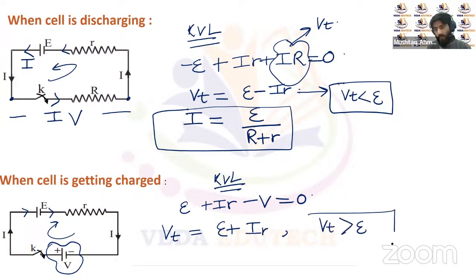So when the battery is charging and when the battery is discharging, there are two cases. Case number one is that when the battery is discharging, the EMF of a battery is greater than the terminal voltage. When the cell is getting charged, the terminal voltage is greater than the EMF of a battery. So it's not always that EMF will be greater than the terminal voltage. It depends upon whether the battery is discharging or charging.